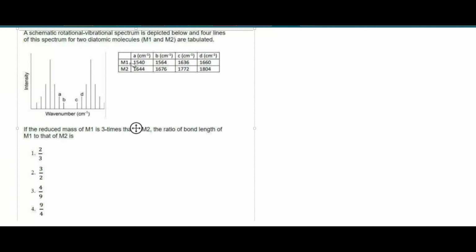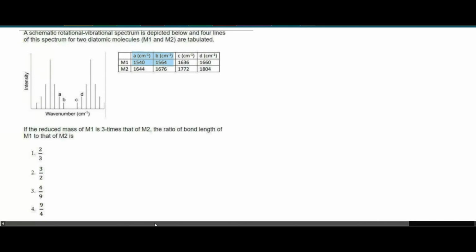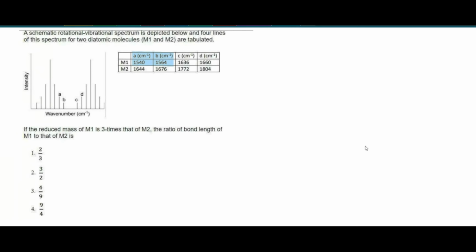Okay, M1, there are many details given. So for example, let's say I am taking these two. You can take any, it's your choice, and just for the sake of solution, corresponding to the first molecule M1, I am taking the positions of A and B. Whenever you take the space between any 2 consecutive lines, its space will be 2B.